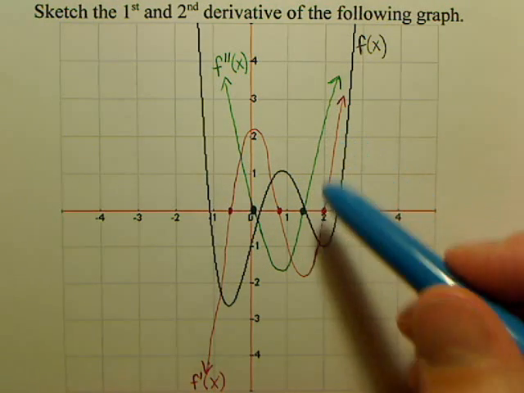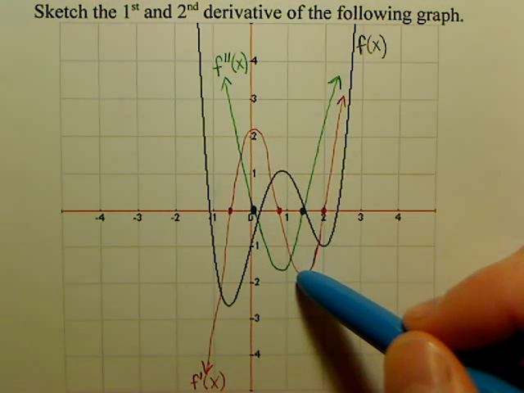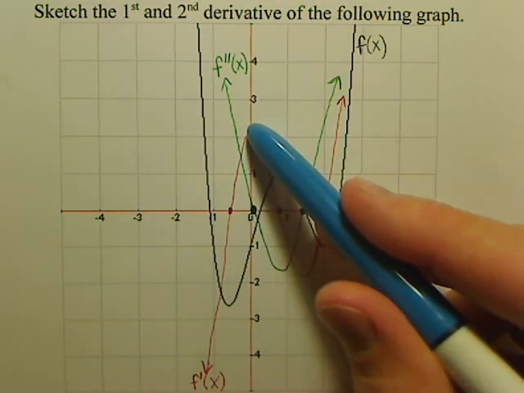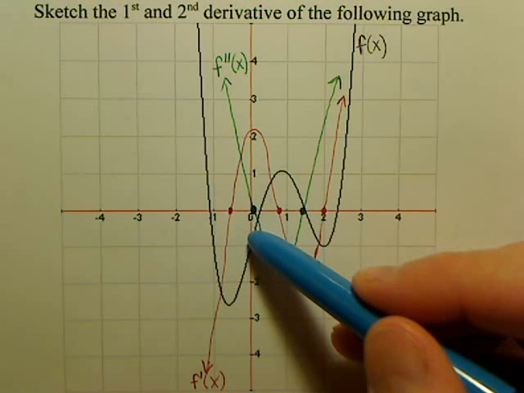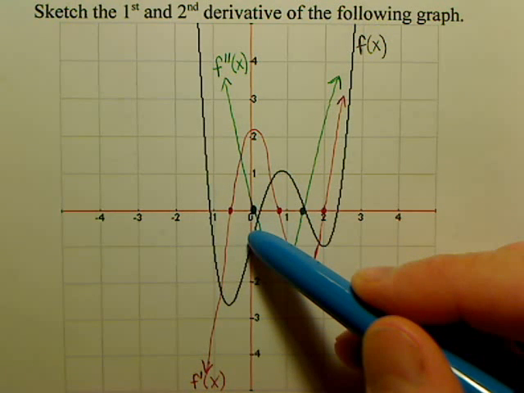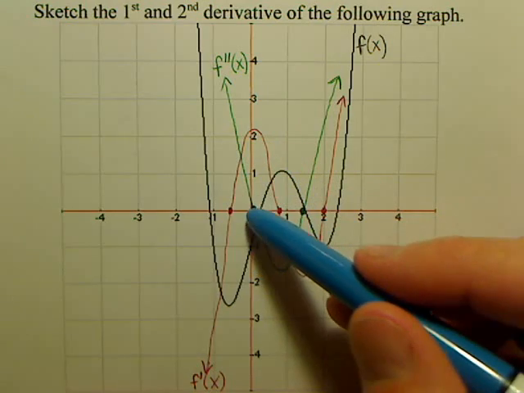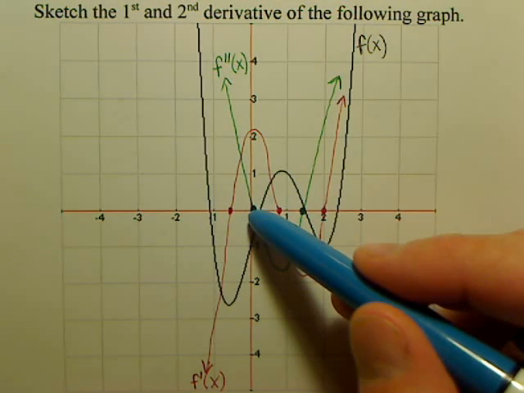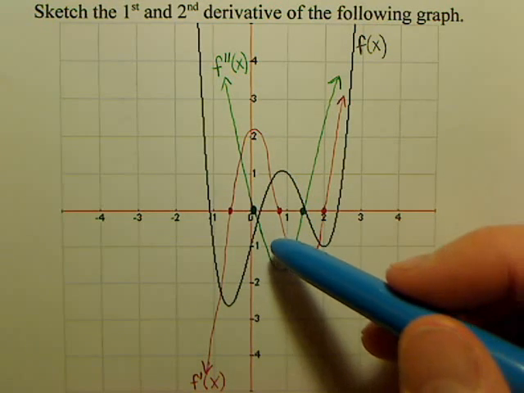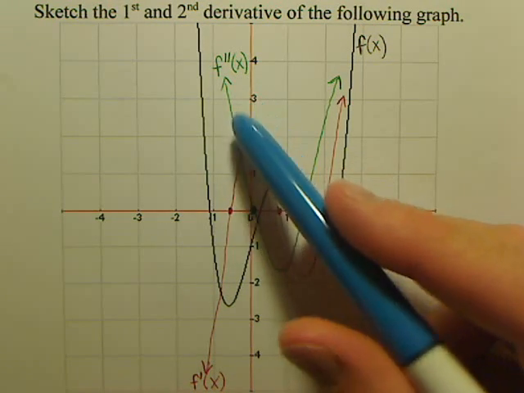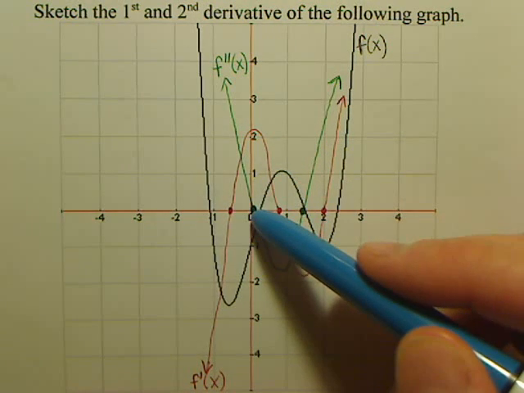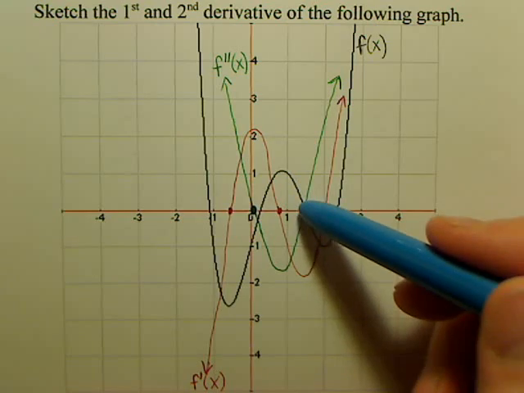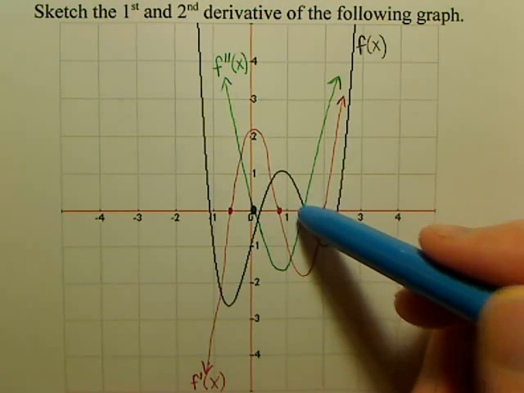Because the max and min of the first derivative are the points of inflection. Okay, do you see how the min here is the point of inflection of my black graph? Do you see how the max here is where the point of inflection is of my black graph? Do you see where the max is here? I have a 0 for my second derivative. Remember when you're trying to find points of inflection, don't you set your second derivative equal to 0? So see how my second derivative here is equal to 0. See right here? My point of inflection here is where my second derivative equals 0.